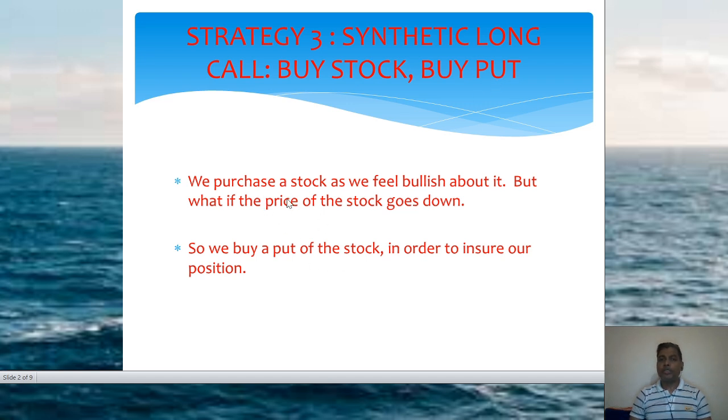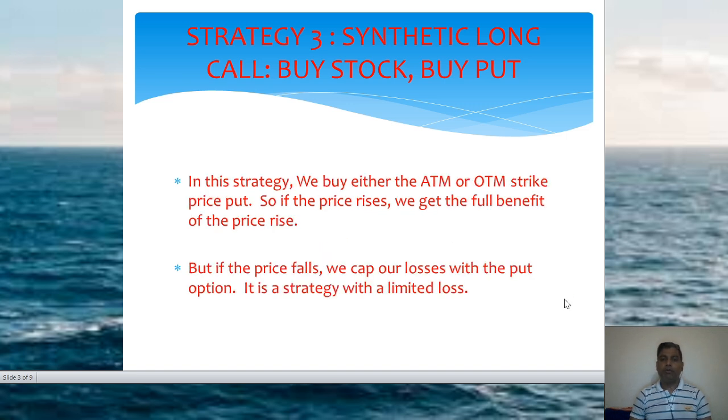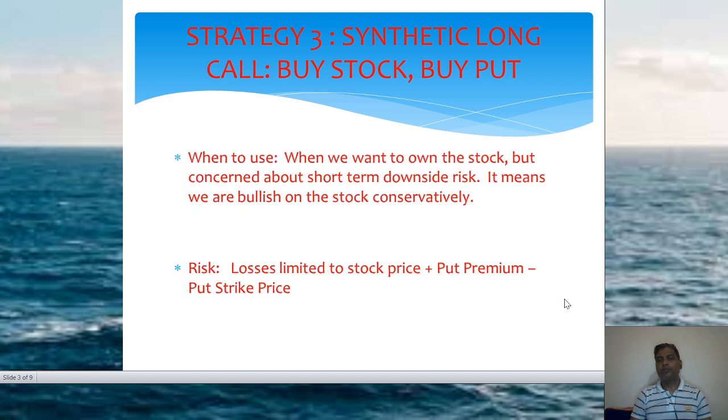We normally purchase a stock when we feel bullish about it. But at the same time, we always remain concerned about what if the price of the stock goes down. So in order to insure our position, we buy a put option of the stock. In this strategy, we buy either the ATM or OTM strike price put option. So if the price rises, we get the full benefit of the price rise. But if the price falls, we cap our losses with the put option. It's a strategy with limited losses.